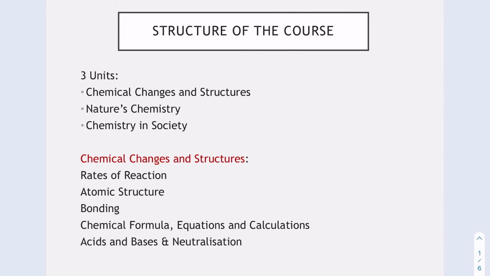So if you have a look below, we have 5 different topics within it. You've got rates of reaction, which is what we're going to start with first, atomic structure, bonding, chemical formula, equations and calculations, and acids, bases and neutralisation.